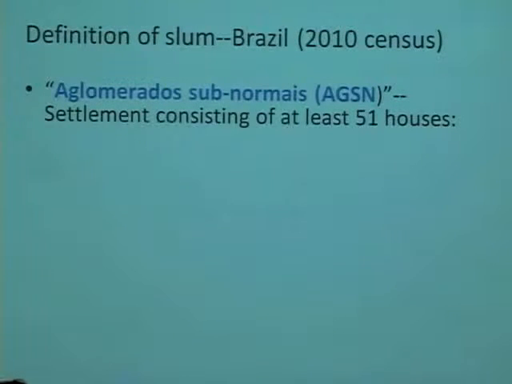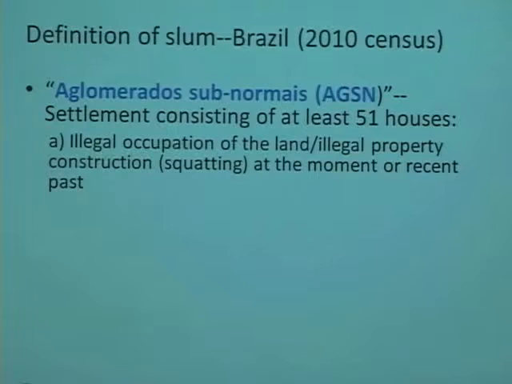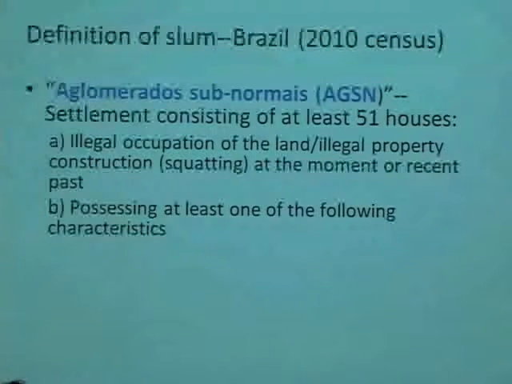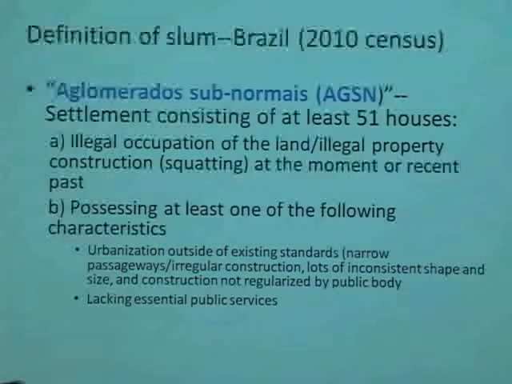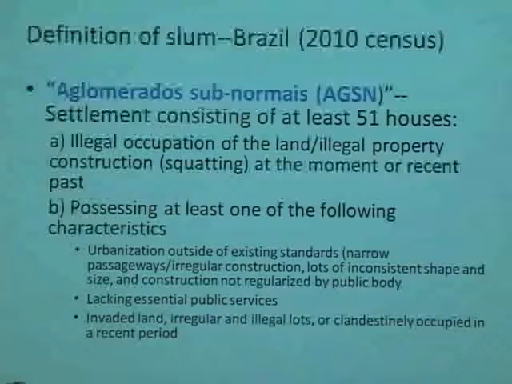And then Brazil itself uses a definition of slum. They call it aglomerados subnormais. And it's a very similar definition to the one the UN uses. So these are settlements consisting of at least 51 houses, with illegal occupation of the land and illegal property construction, possessing at least one of the following characteristics: urbanization outside of existing standards, such as indicated here, and lacking essential public services, and invaded land, irregular and illegal lots, or clandestinely occupied in a recent period.